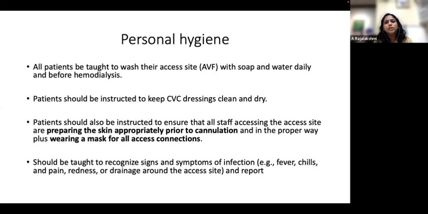Patients should be instructed to keep the central venous catheter dressing clean and dry, if they're using an HD catheter. Patients should also be instructed to ensure that all the staff accessing the access site are preparing the skin appropriately prior to cannulation, that is, using 2% chlorhexidine in a proper way, plus wearing a mask for all the access connections. The patient should be taught to recognize signs and symptoms of infection, so they report at the earliest.